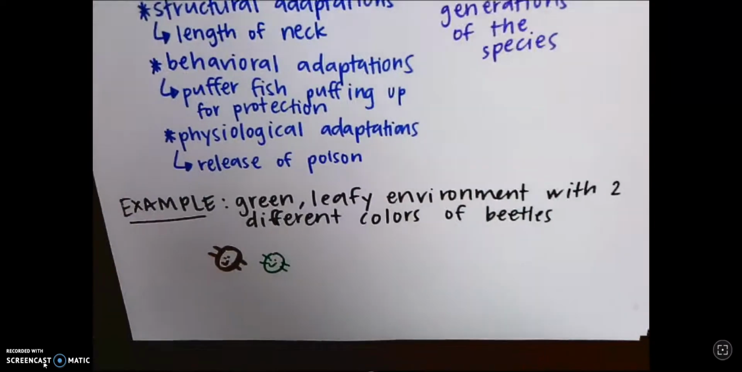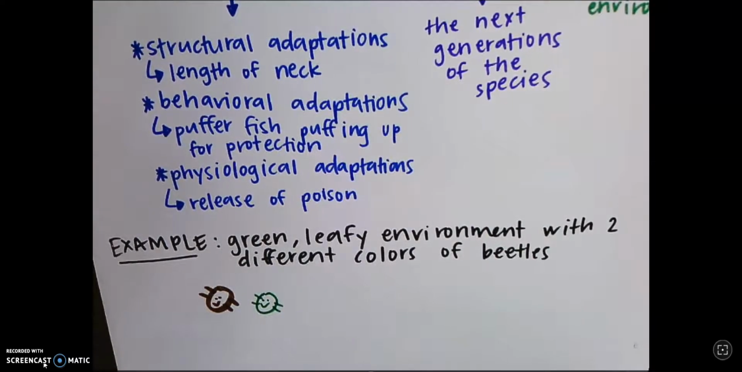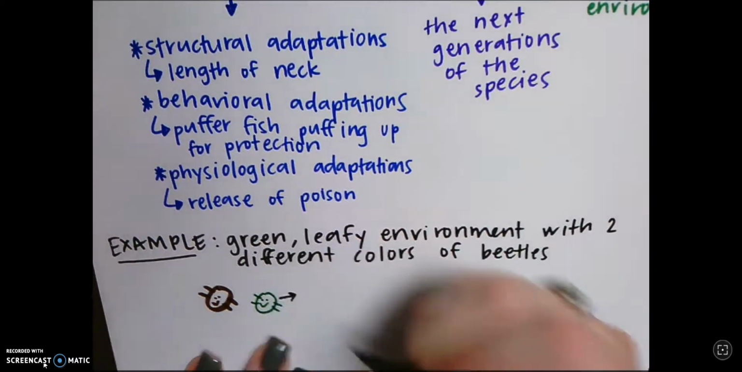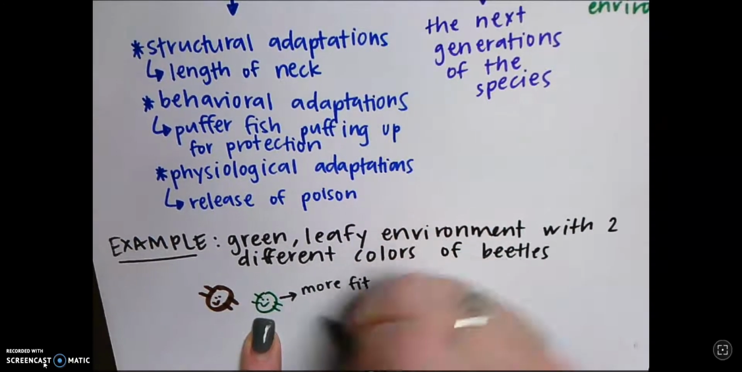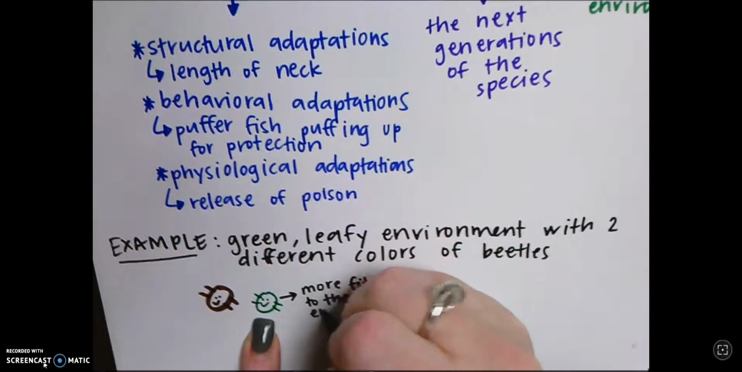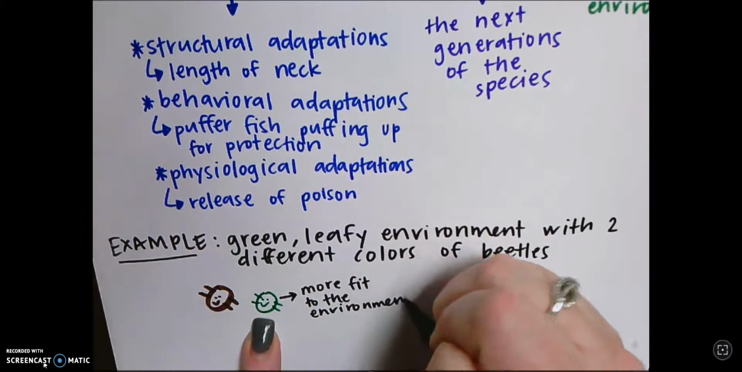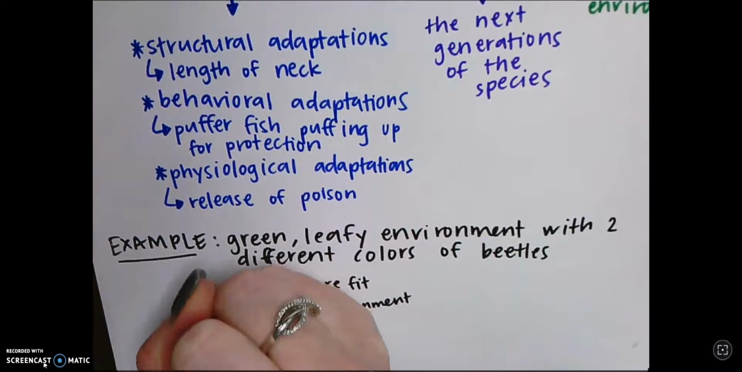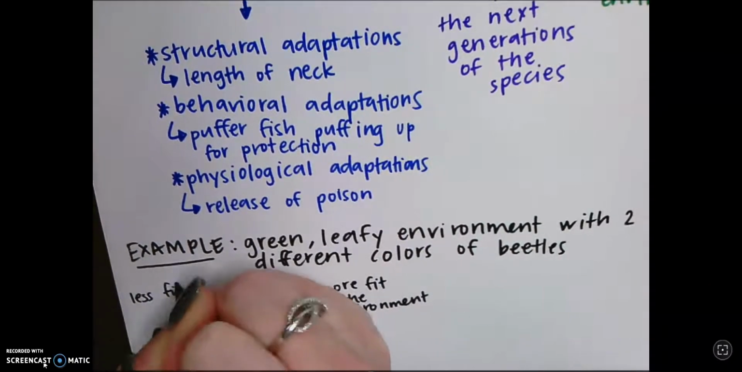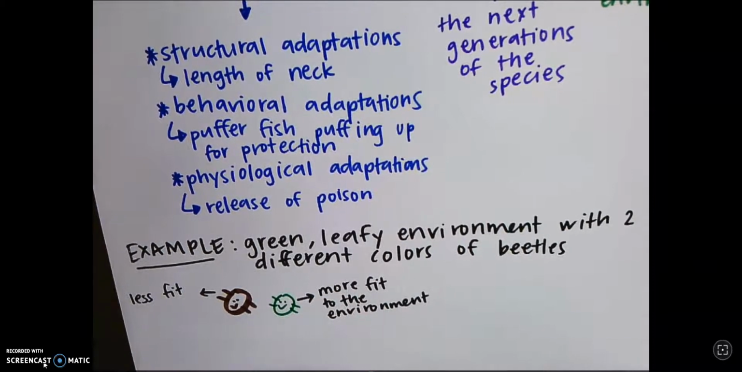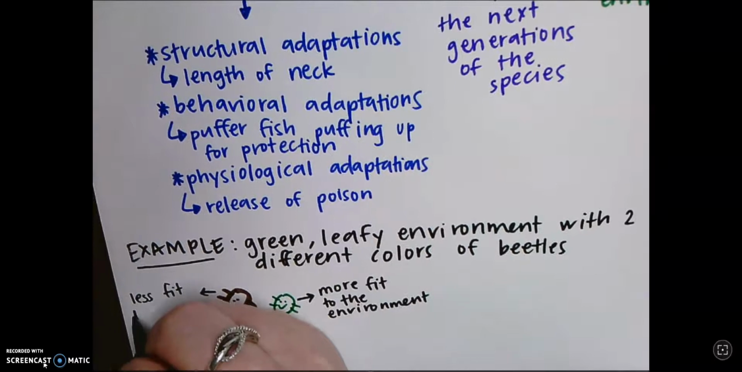So when I'm thinking about this particular example, I know that one of these is going to be better fit in a green leafy environment. And so I'm going to first identify which of these two beetles is better fit and least fit. So I'm going to draw a little arrow to the right of my green beetle, and I'm going to write that he's more fit to the environment. And then I'm going to draw an arrow to the left of my brown beetle, and I'm going to put that he's less fit. Because he's unable to camouflage, he's going to be more likely to be seen by a predator and be eaten by a predator.